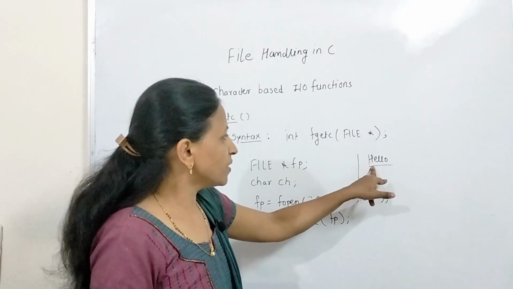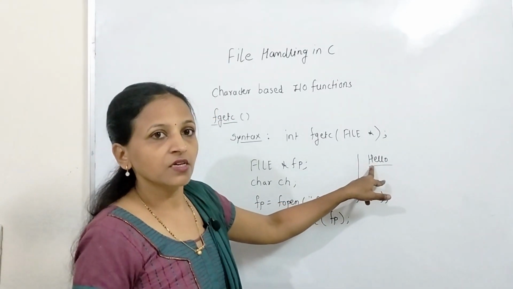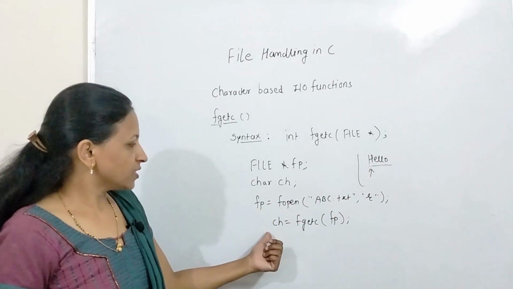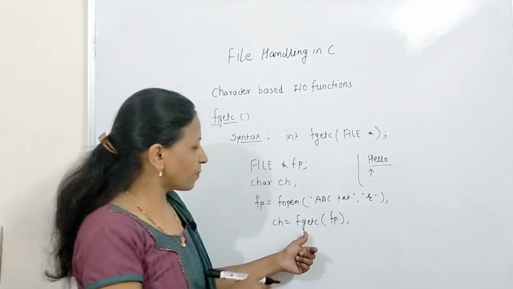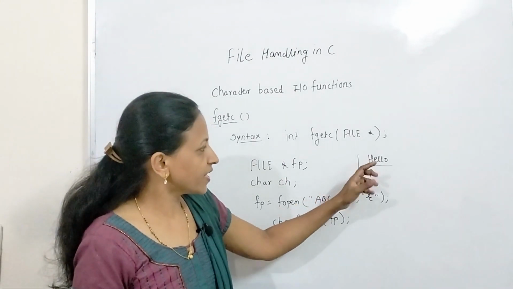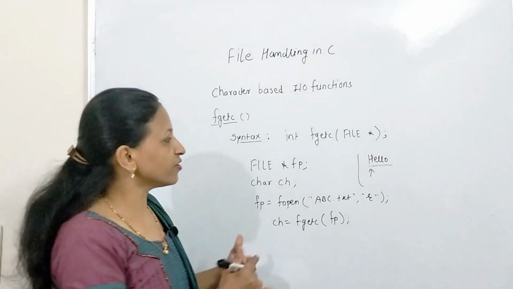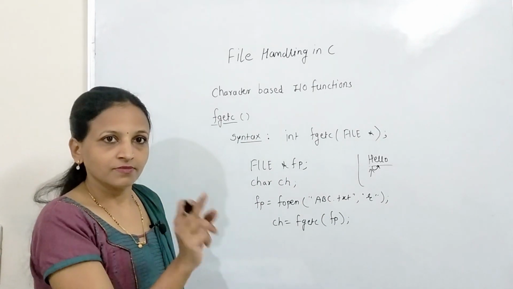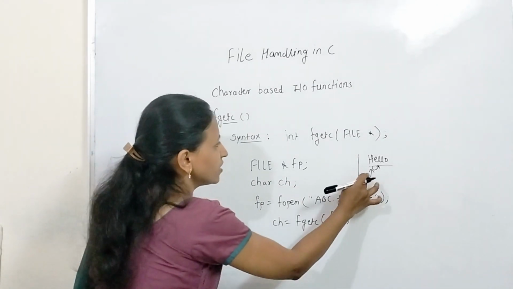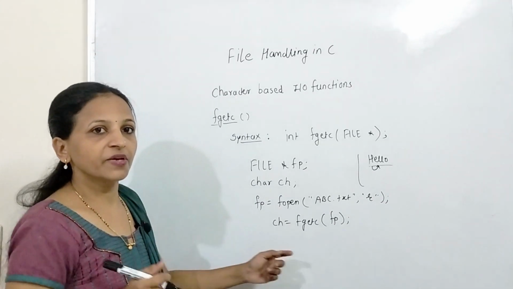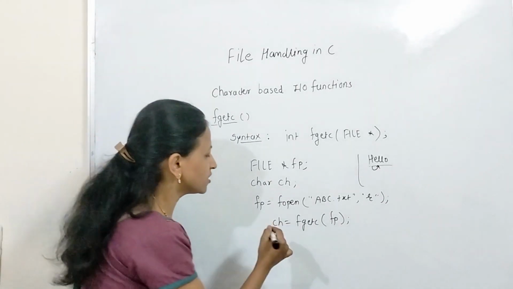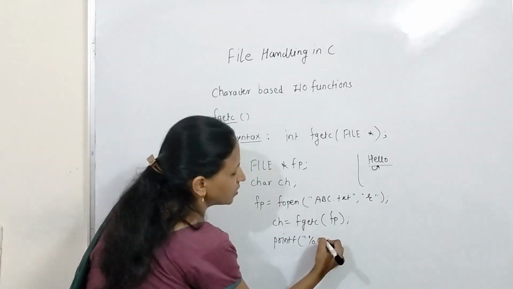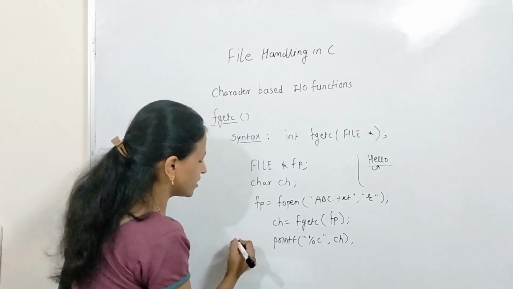Now from this initial position the character will be read and stored inside ch. What the fgetc function will do is read that character, return it, and move the get pointer to the next position. It will read that h, which will be stored inside ch. Now we can display that ch with the help of printf, like printf %c comma ch. Here we will get h displayed.